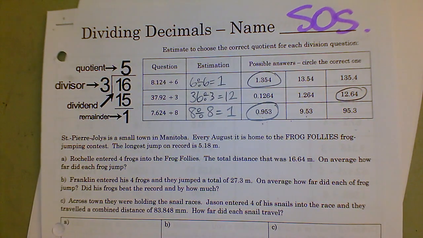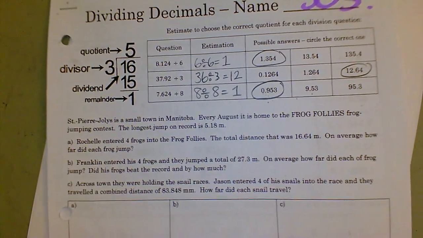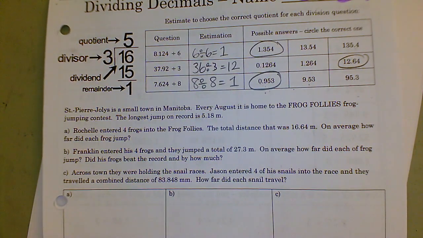All right, so we got 3 questions. It's about a frog contest. St. Pierre Jollys is a small town in Manitoba. Every August it is home to its frog jumping contest. The largest jump on record is 5.18 meters.